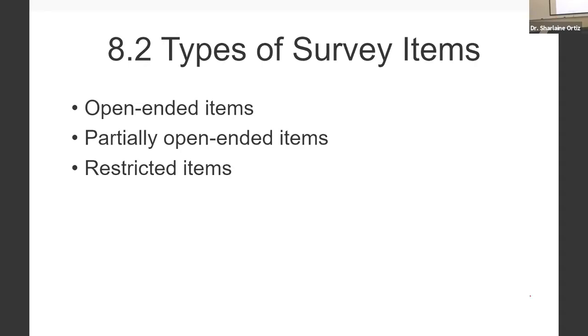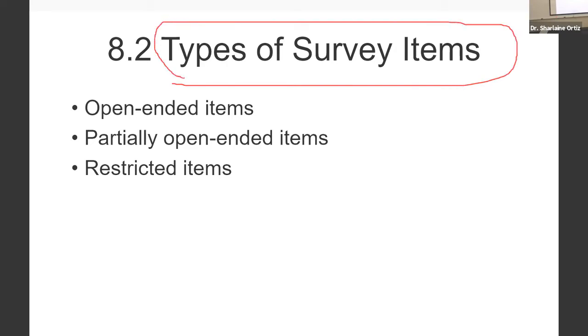Now, when it comes to the type of survey items, we have many ways in which we can create our items, right? We have different types. We have open-ended items, partially open-ended items, and then we have restricted items.